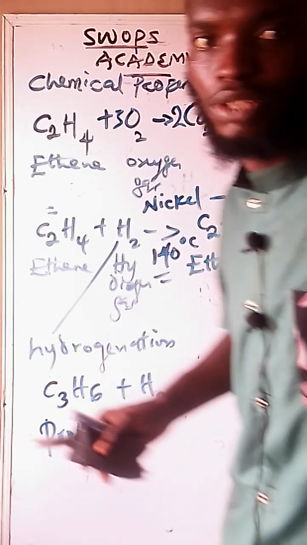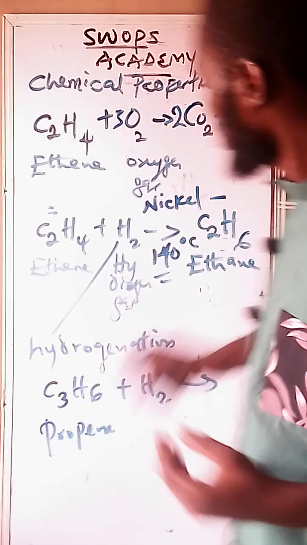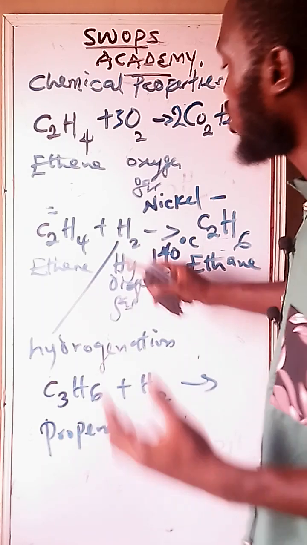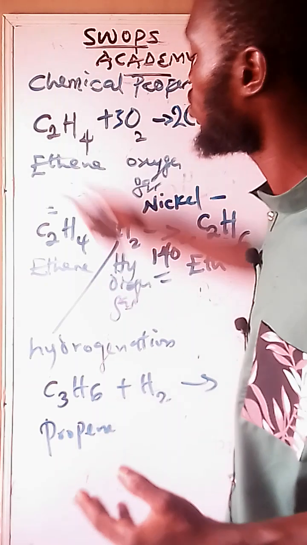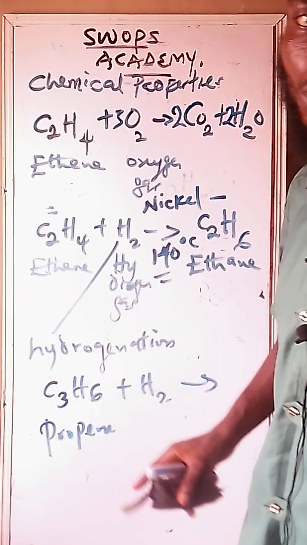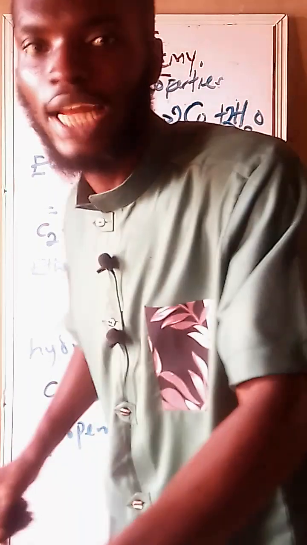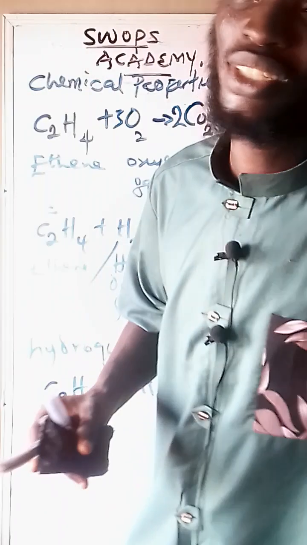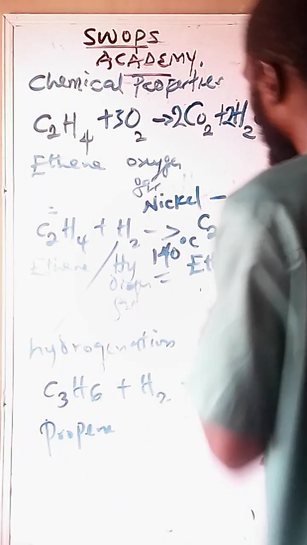If JAMB might still ask you the last question here, that the addition of hydrogen gas to an alkene gives what product? It results to A, saturated hydrocarbon, B, unsaturated hydrocarbon, C, none, D, all of the above. It is what? Saturated hydrocarbon.